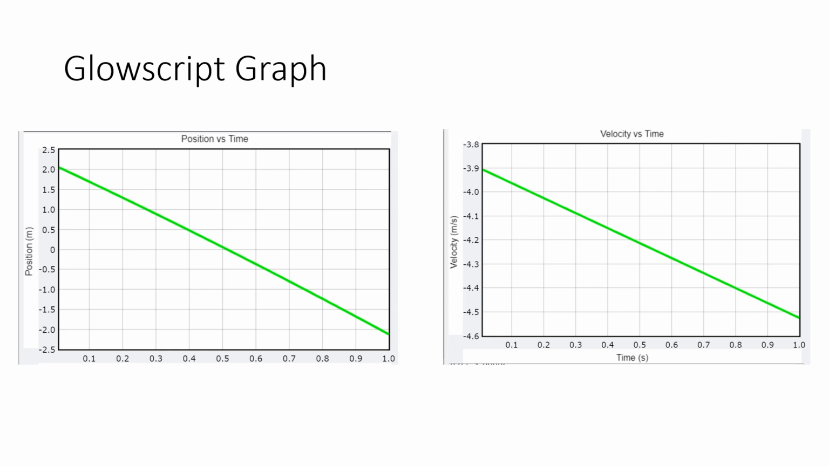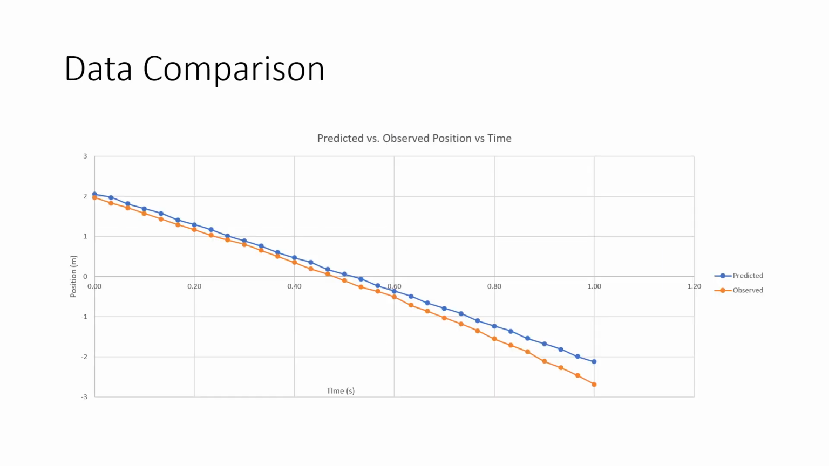So the GlowScript graph, the position versus time, is extremely similar to my observed data. Velocity versus time again has some sort of positive acceleration in the negative direction, which is interesting. But once again, I think that's a factor of the z direction. Data comparison, once again, the predicted data in blue is very similar to the observed data. Of course, I start at 0 seconds for this graph, but yeah, slight acceleration due to that z direction.